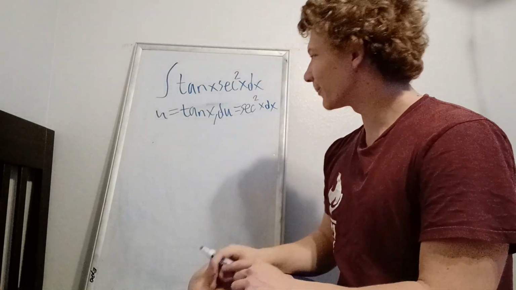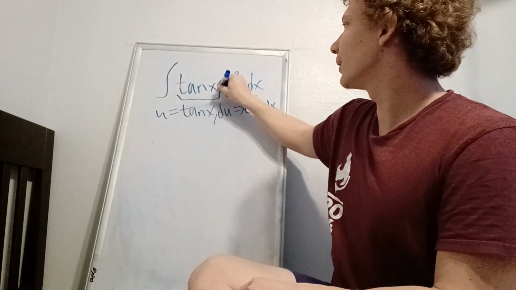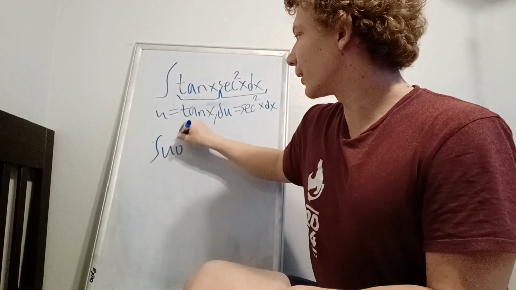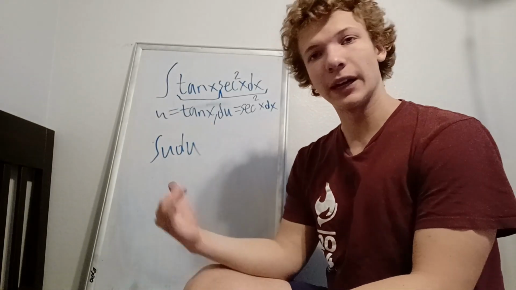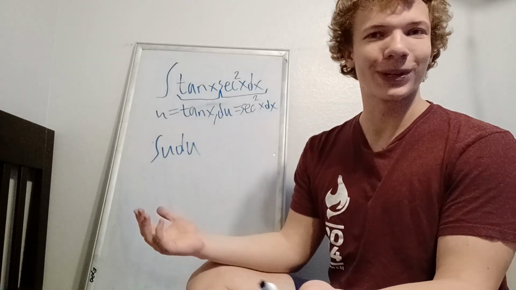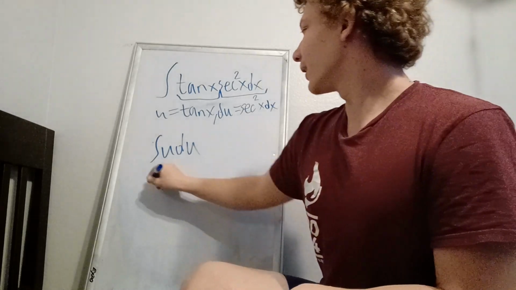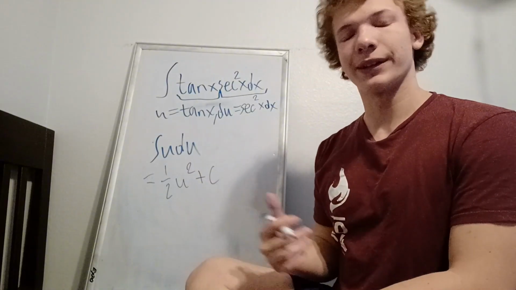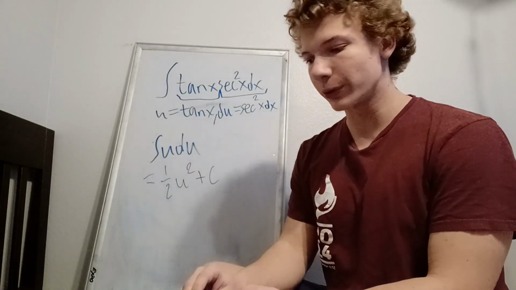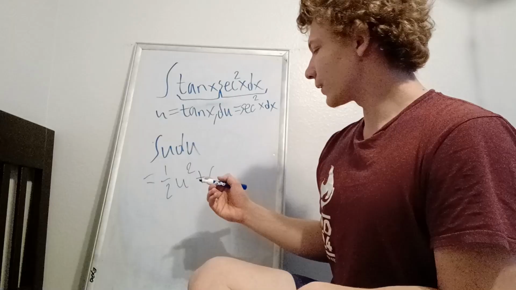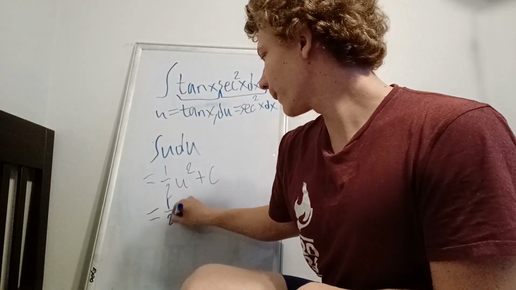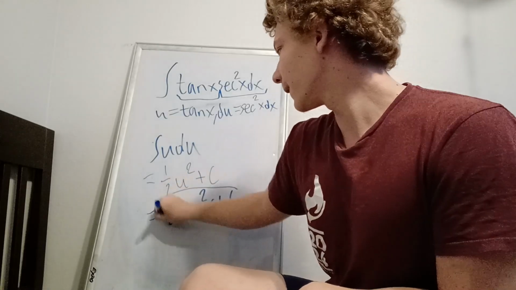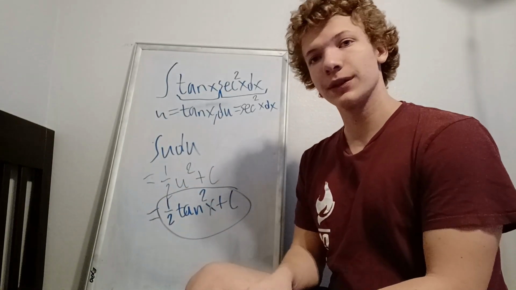Okay, so now we know our u and we know our du. So this will become the integral of u du. Now, how do we evaluate this? Well, of course, it's just going to be 1/2 u squared again. 1/2 u squared plus c, but let's put it back into the x world. U is equal to tangent x, so it's going to be 1/2 tangent squared x plus c. And that will be our final answer for this integral.